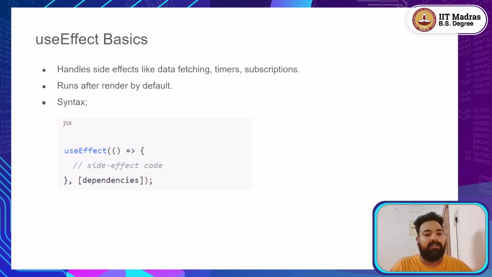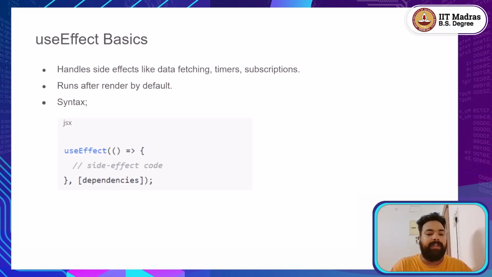Now that we understand what side effects are, let's talk about the useEffect hook itself. The useEffect hook allows us to perform side effects in functional components, things like fetching data, setting up timers, or subscribing to data streams. By default, the code inside useEffect runs after the component renders, which ensures that the UI is updated before any side effect logic executes. This is an important detail because it keeps React's rendering process predictable. The basic syntax looks like the one given on the screen.